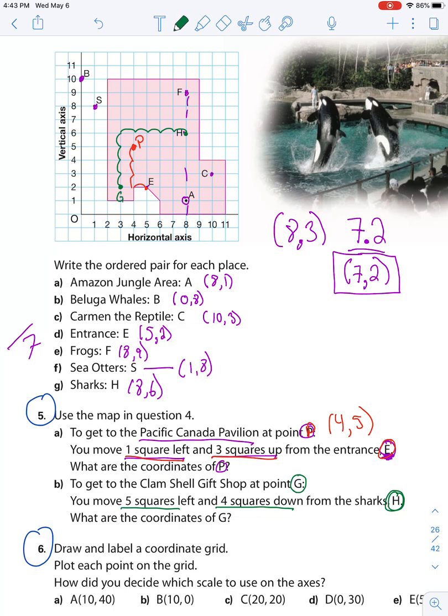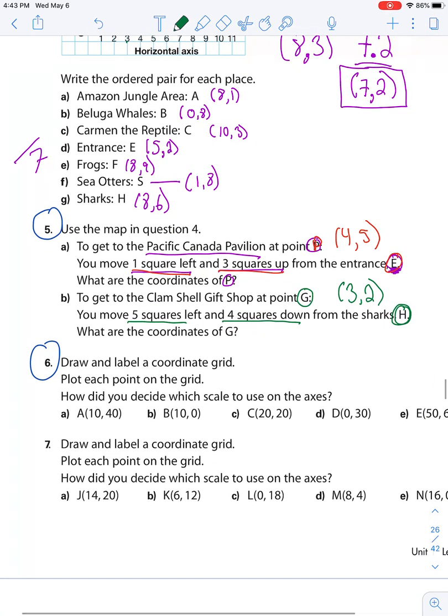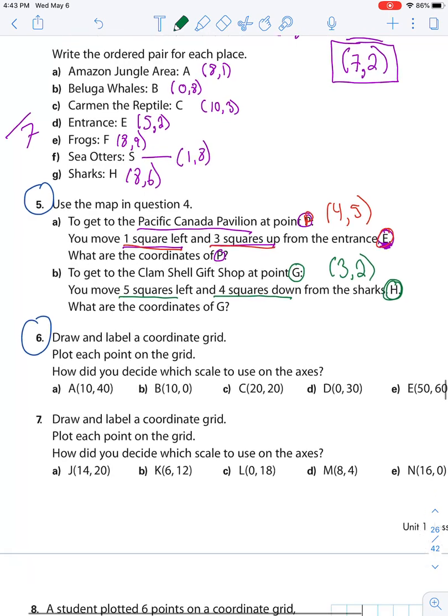So right here is going to be G. So that means we have ended at 3, 2. So 3, 2. Okay, there we go. That's it. Okay, so that's it for that one.